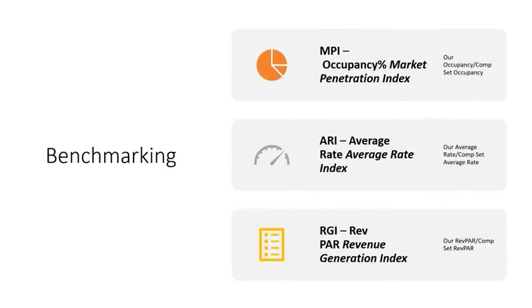So here is again the computation of benchmarking variables. All three are computed the same way. If we take the example of occupancy, it is your occupancy divided by ComSet occupancy. So here the caveat is that the hotel needs to make a decision whether to include themselves in the competitor set occupancy calculation or not.